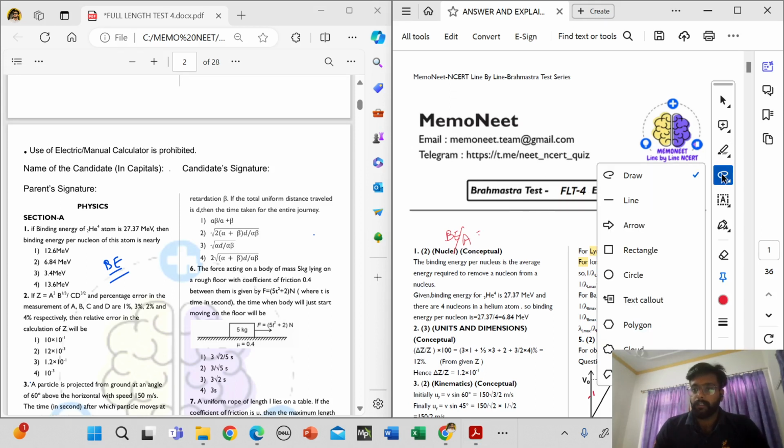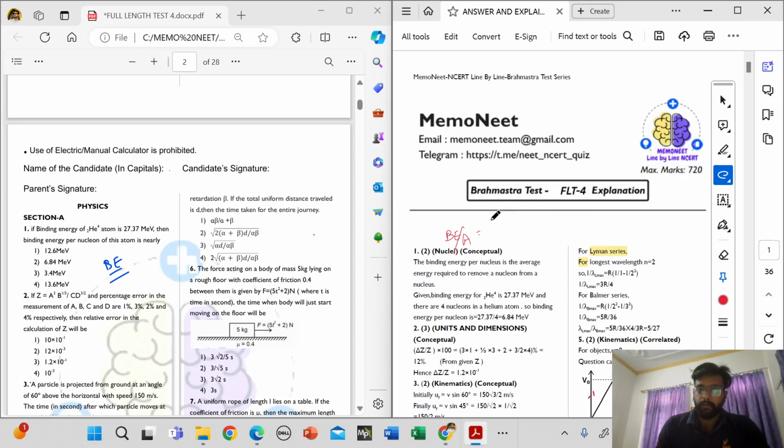Let's see its solution. So binding energy per nucleon is just equal to the binding energy divided by the nucleon number, and the nucleon number is equal to 4. So we will get our answer as 6.84 megaelectron volt.